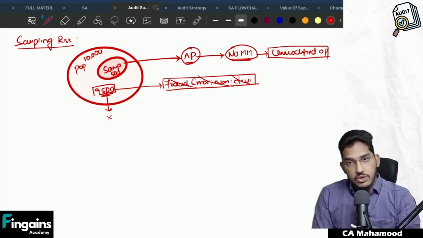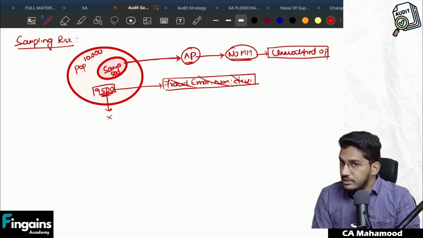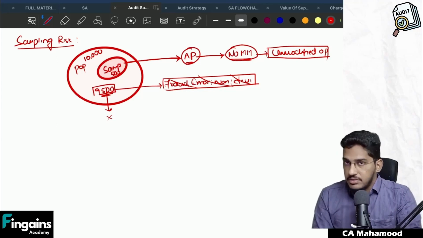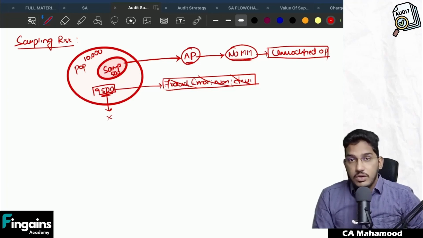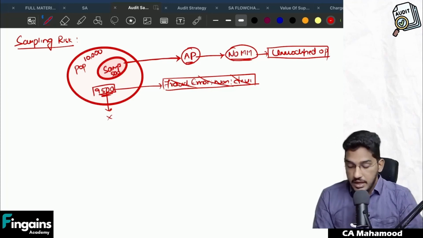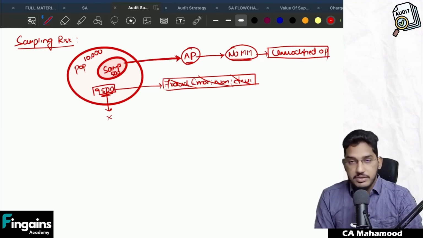Definitely not. Do you think there is a chance of your opinion going wrong? Yes. If your opinion goes wrong, are you required to prove yourself? Yes. That itself is a risk. That itself is the biggest risk for the auditor: the risk of the auditor's opinion going wrong. And this risk is arising purely because I am verifying the transactions on sampling basis.